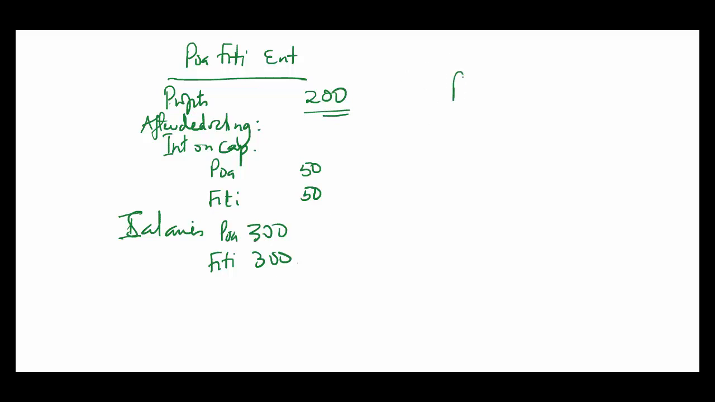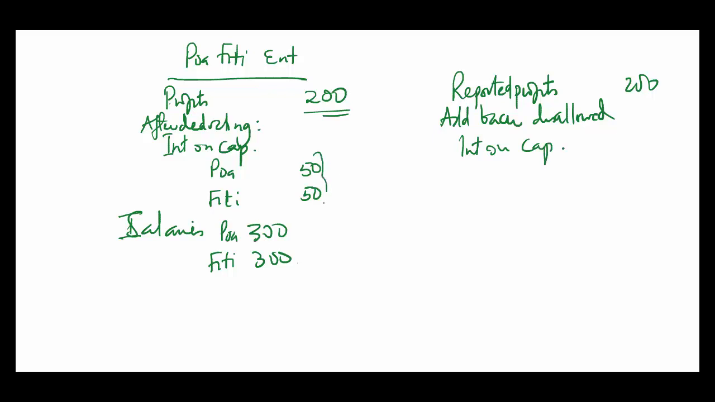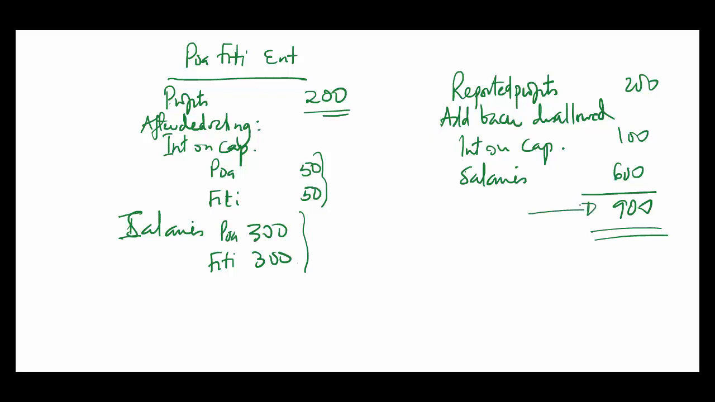So what you'll do basically is this: you will start with your reported profits which was 200, and then you're going to add back the disallowed expenses. Now the disallowed expenses in this scenario is the interest on capital of 50/50, which is 100, as well as salaries 300, which gives you 600. So it means that the amount before all these other things was coming to 900. So this 900 is the amount that needs to be adjusted for.